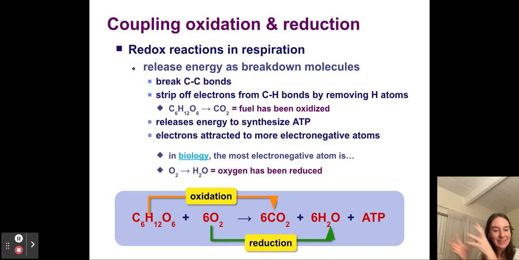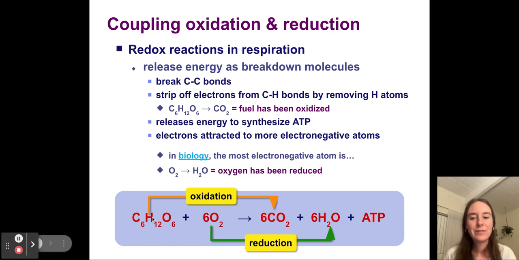Anytime there's an electron around, they're going to want to grab it. And one of the most electronegative atoms, or in biology, the most electronegative atom, is oxygen. Oxygen is so greedy for hydrogens. They're so greedy for electrons. Remember, when we're saying electrons, we can use that interchangeably with hydrogens. And so this oxygen atom really, really wants hydrogens. And so if you strip off those hydrogens from the glucose, the oxygen's immediately going to want to grab them.